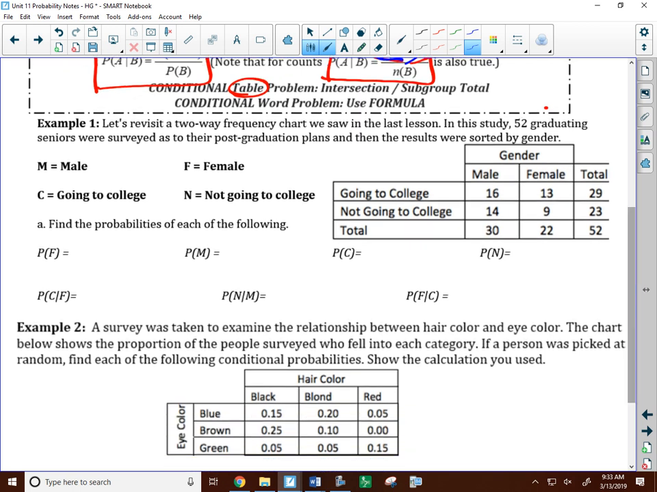So let's try this one. It's the same table from yesterday. It's the 52 students surveyed, graduating seniors, male or female, going to college, not going to college. All right, same one from yesterday.